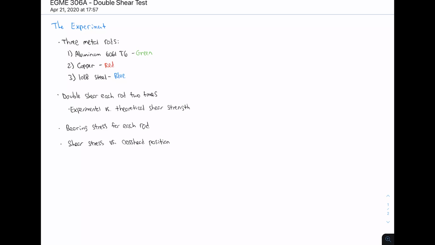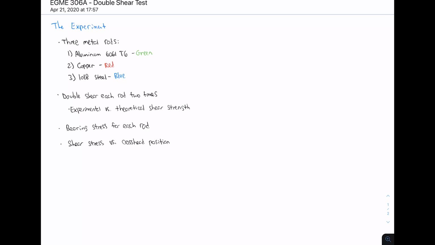Then we're going to use the MTS machine, and we're going to have shear failure for each of these rods, but in this case we're going to have a double shear failure instead of single shear, and we'll talk about that a bit later on. Then we would run this test 2 times for each specimen.